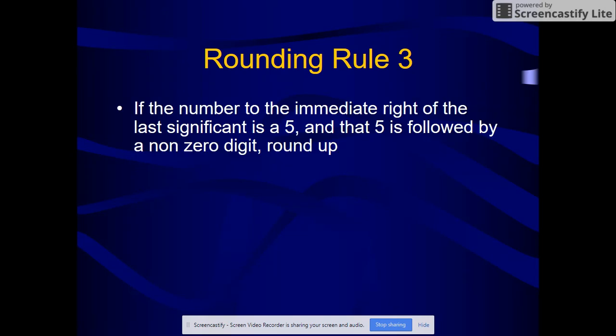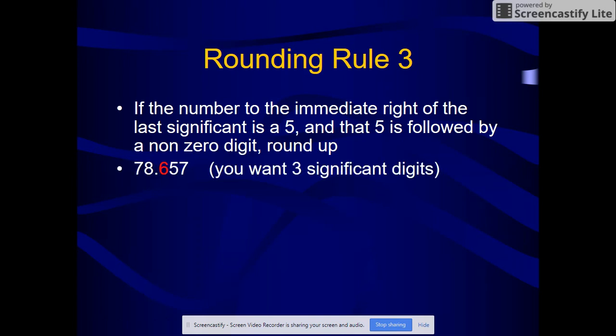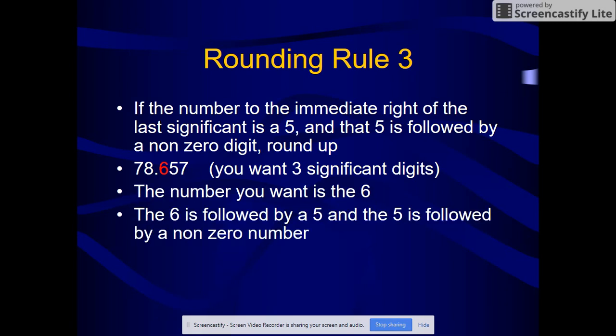Okay, next one. If the number to the immediate right of the last significant is a 5, and that 5 is followed by a non-zero digit, round up. Which 5 is one of the strong ones, so you would anyway. So you want 3 significant figures. You've got a 5 next to the 6. You want that 6 to become a 7. The 5 and the 7 will then die. Okay, so it'll be 78.7. You want the 6. Well, it's next to a strong number, therefore you round up, 78.7.